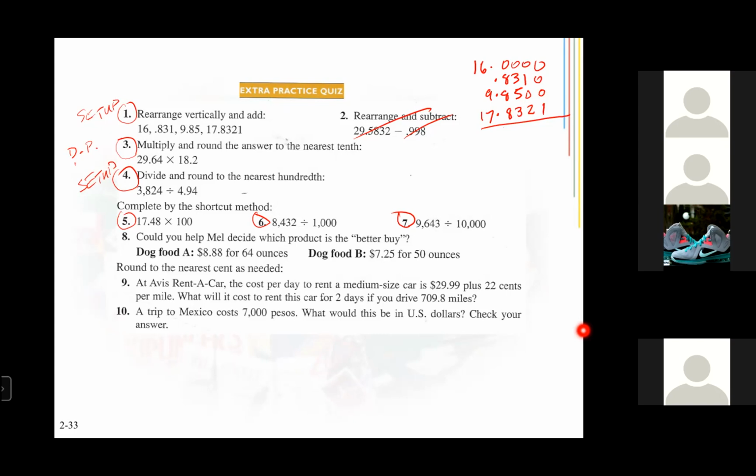Okay, so tell me what you'll get then. 494. Well, 3824.00 is the same as 3824. Yeah, that's true. You're right. Divided by 494. Yeah, so what are you going to do? 3824.